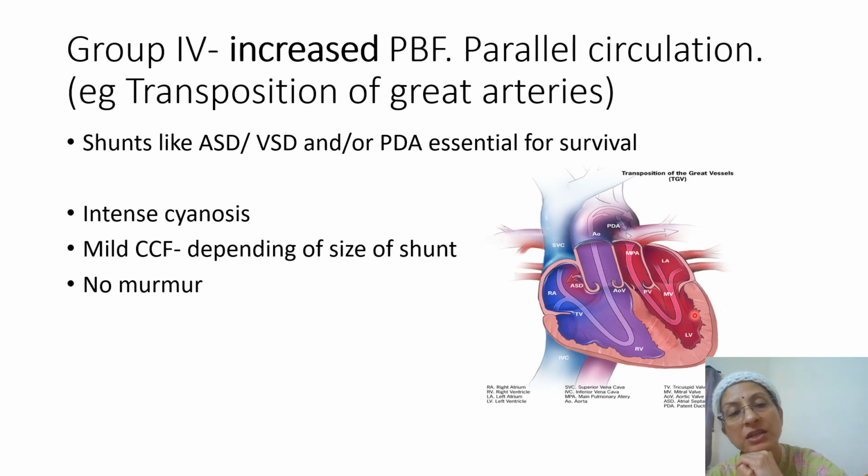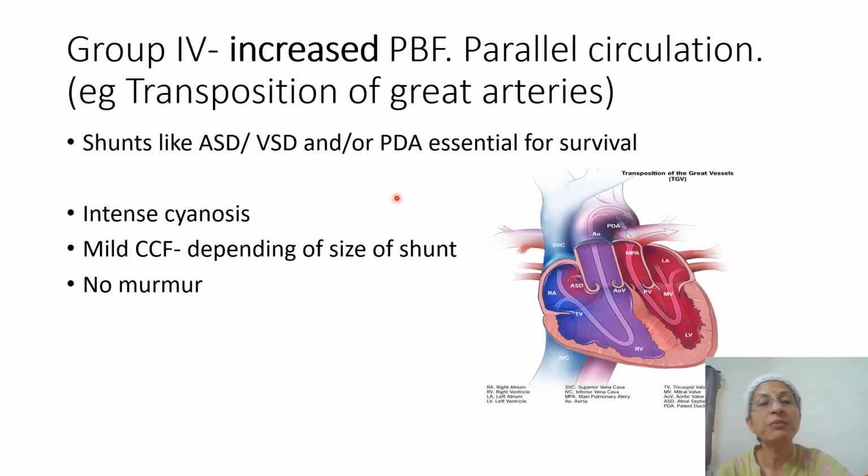So this condition is characterized by parallel circulation, and it is not compatible with life unless there is a communication between the two circulations, which may be at the level of the ventricles, at the level of the atria, or at the level of the great vessels in the form of a patent ductus arteriosus.